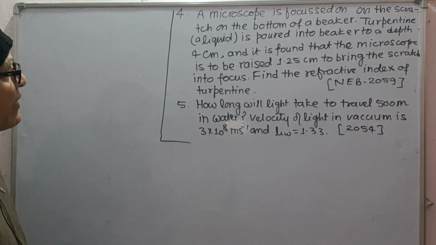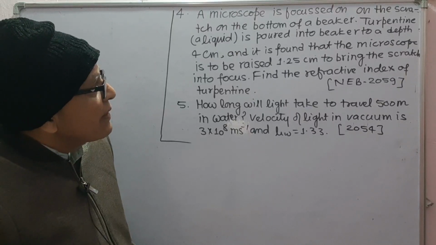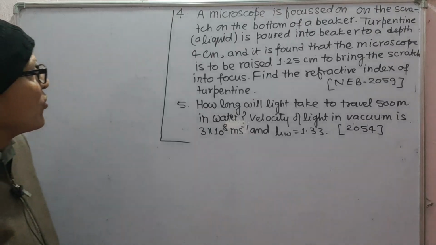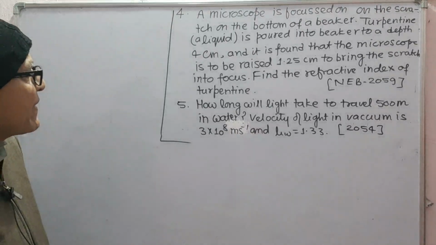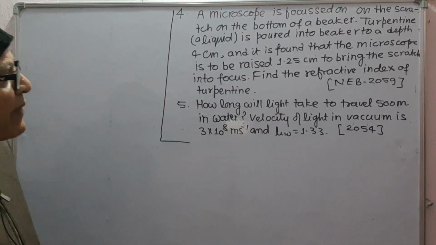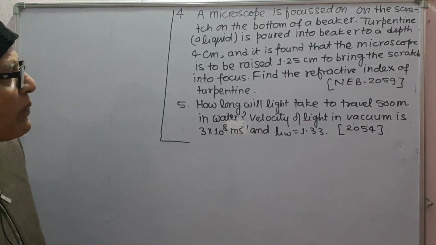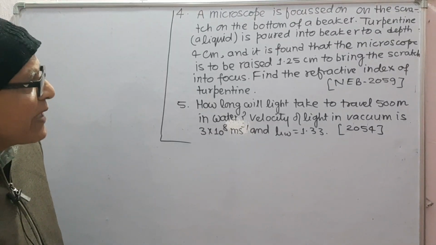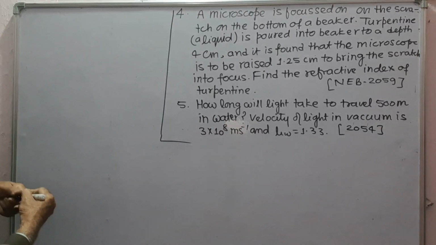Next, question number 4. A microscope is focused on the scratch on the bottom of a beaker. Turpentine, which is a liquid, is poured into the beaker to a depth of 4 centimeter, and it is found that the microscope has to be raised 1.25 centimeter to bring the scratch into focus. Find the refractive index of turpentine.